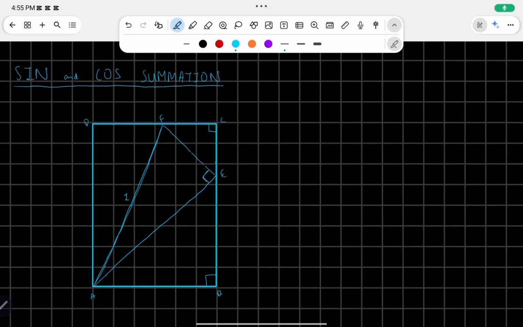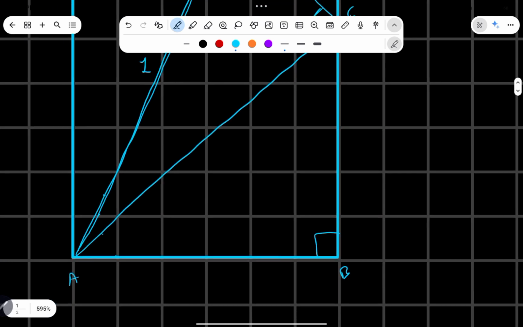How to prove sine and cos summation rules. So we have a rectangle ABCD, and within that rectangle we have formed a right angle triangle AEF where the hypotenuse is 1. Now let's label this angle right here as beta and this angle right here is alpha.